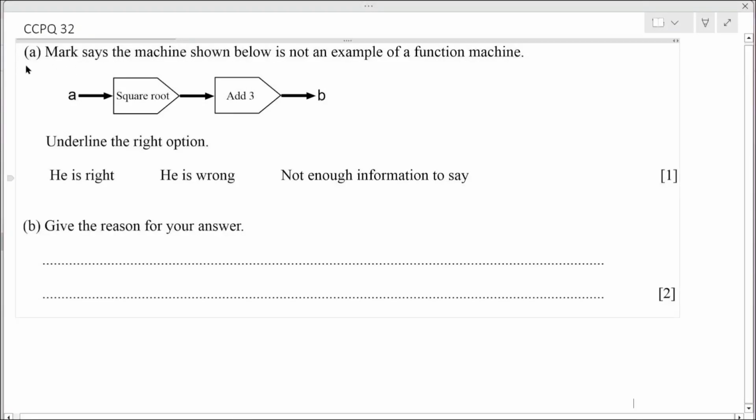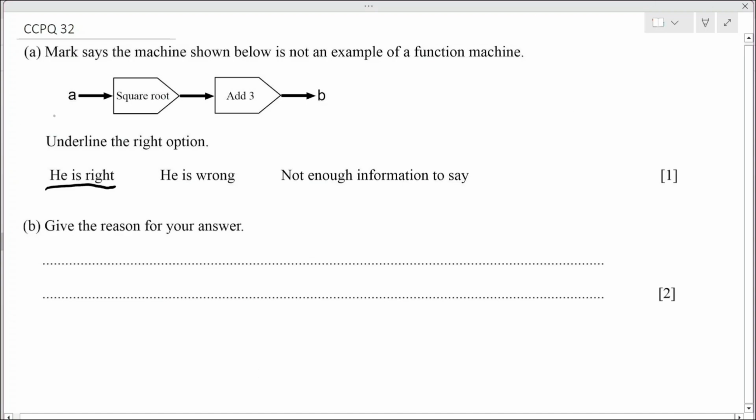Question 32a. Mark says the machine shown below is not an example of a function machine. You have a, then the square root, then plus 3 equals b. Underline the right option: is right, is wrong, not enough information to say. Note that Mark is actually right. So the right option is right.